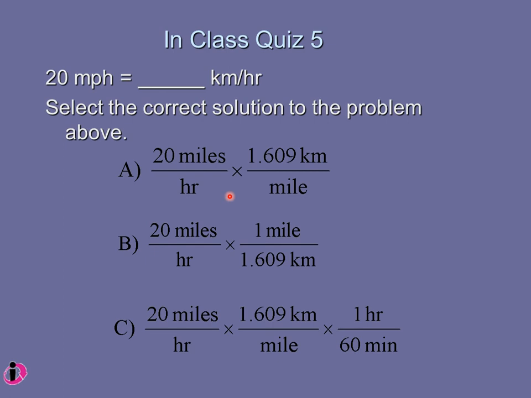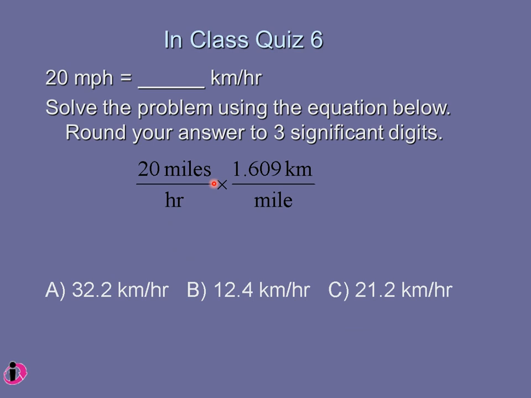So now you see you still have the hour at the bottom, right? My kilometer at the top. And if you do the math, all you need to do is 20 times 1.609, which will be the first one, right? A, 32.2 kilometer per hour, right?